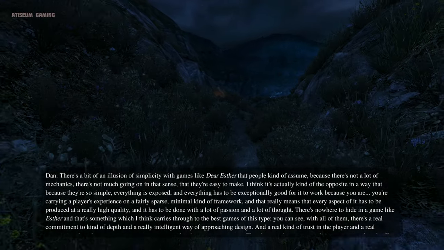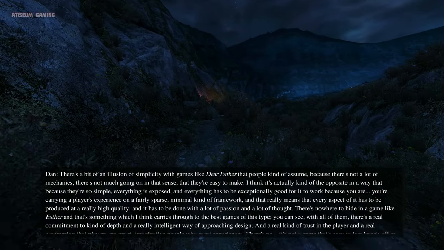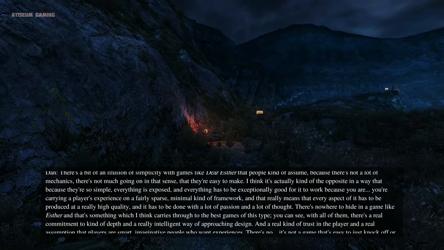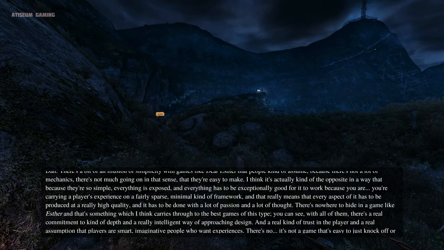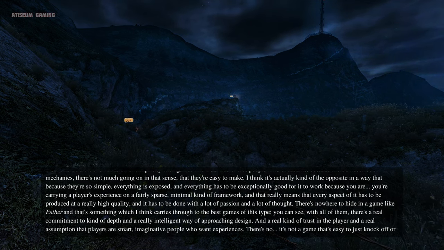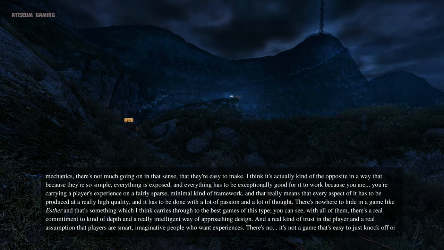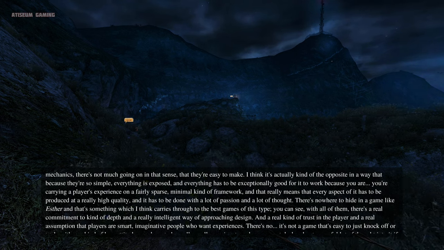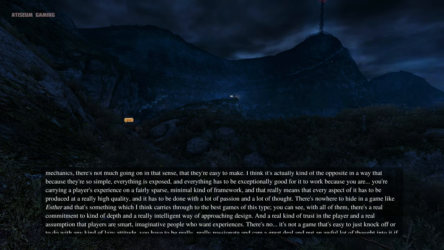There's a bit of an illusion of simplicity with games like Dear Esther. People assume, because there's not a lot of mechanics and not much going on in that sense, that they're easy to make. I think actually it's the opposite, because they're so simple, everything is exposed and everything has to be exceptionally good for it to work, because you're carrying a player's experience on a fairly sparse, minimal framework. That really means every aspect of it has to be produced at a really high quality and done with a lot of passion and a lot of thought. There's nowhere to hide in a game like Esther.